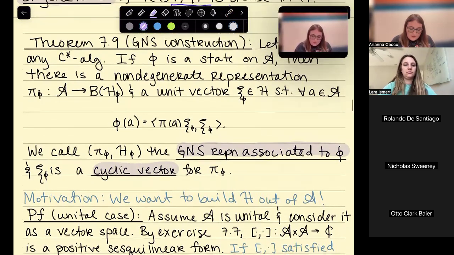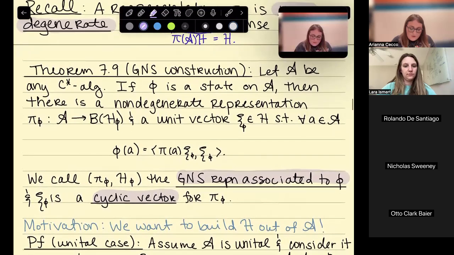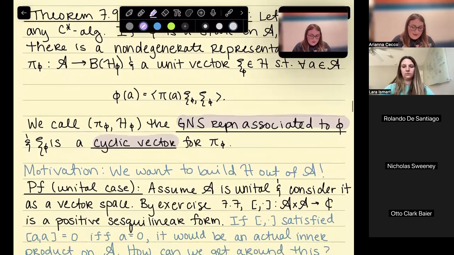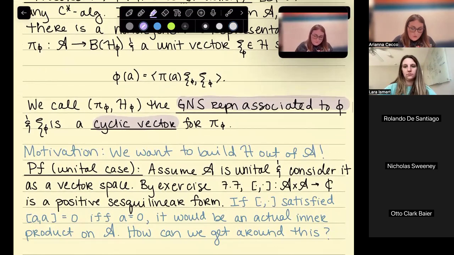So the motivation for this proof is that we want to build H using A, like we want to build it out of A. So I'm just going to prove the unital case though. I think it's an exercise to prove the non-unital case in the notes. So let's assume A is unital and consider it as a vector space.